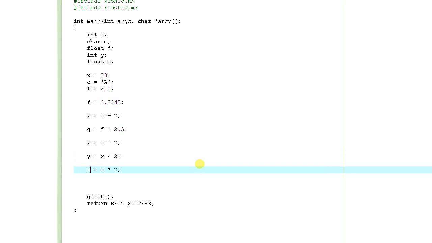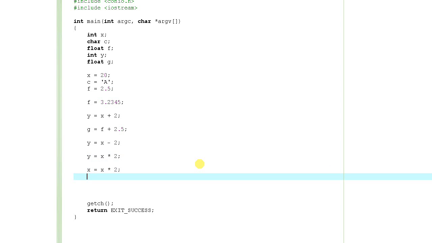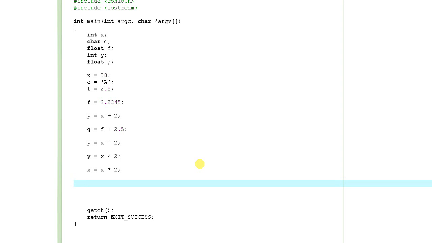It's still 20. 20 multiplied by 2 is 40, and then assign that value to x. So after the computer executes this instruction, the value of x is going to be 40 at this point. So if I do y is equal to x plus 2, the value of x was 40 at this point, so the value of y is going to be 42.